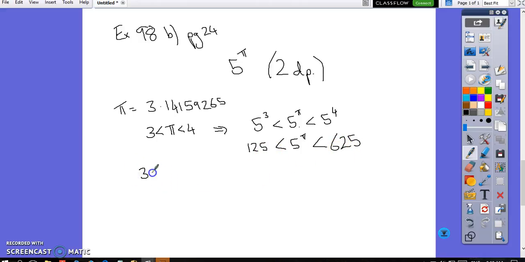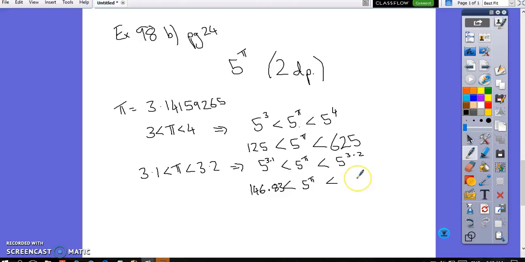So we know that pi is between 3.1 and 3.2, which means that it's between 5 to the power of 3.1 and 5 to the power of 3.2, which means it's between 146.83 and 172.47. Again, smaller, but not quite enough.